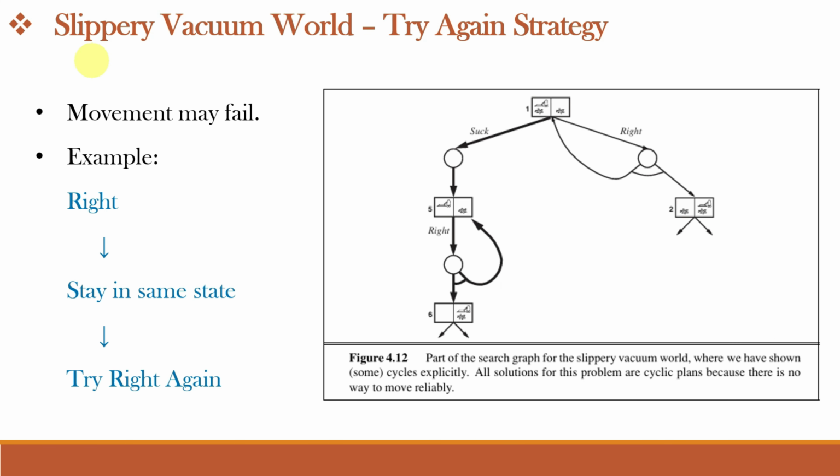Now consider another type of uncertainty. Suppose the floor is slippery. When the vacuum cleaner moves right, it may fail and remain in the same state. In this situation, a normal contingency plan is not enough. The agent must keep trying until the action succeeds. This is called the cyclic solution or the try again strategy. The plan contains a loop that repeats the action until the desired state is reached.